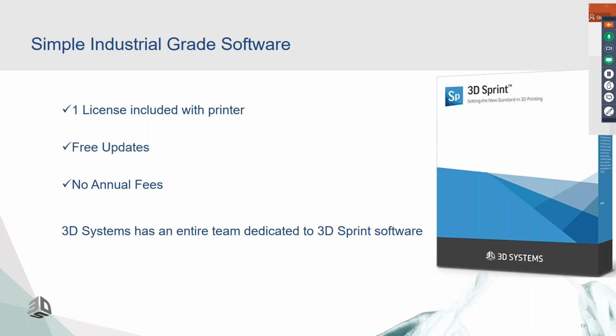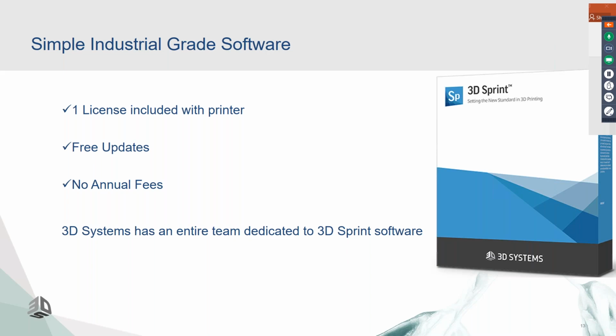So with the 3D Sprint, if you already have the printer, you know that you got one license with the printer, a full license. You get free updates, and we do update regularly every time we find a better way to do things, or an improved way, or a new material, or new build style, like the stacking comes out. We'll update that on your Sprint software for free, and it's easy. It just tells you there's an update when you open your software, and there's no annual fees. So all of those perks are free.